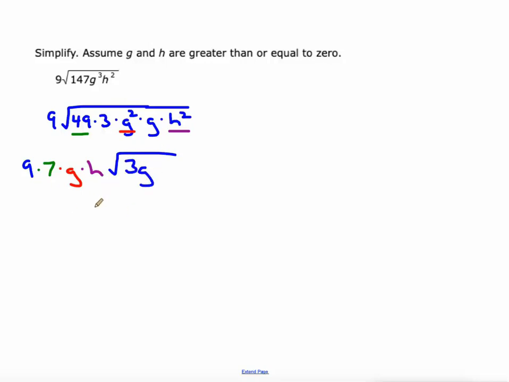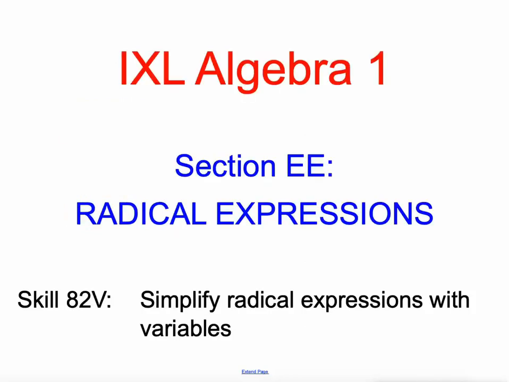Now outside the radical, we can obviously simplify. 9 times 7 times g times h is 63gh, and times the square root of 3g. So 63gh times the square root of 3g would be a simplified version of this expression. What makes it simplified? The fact that inside the radical there are no perfect square factors. That's what makes it simplified. So that's simplifying radical expressions with variables. Good luck. Let me know how it goes.